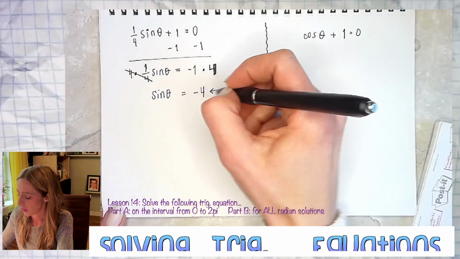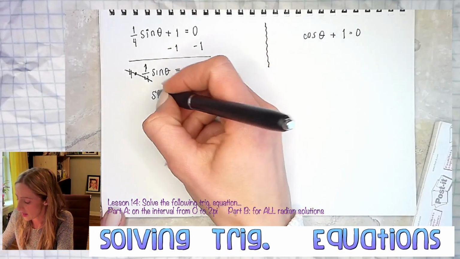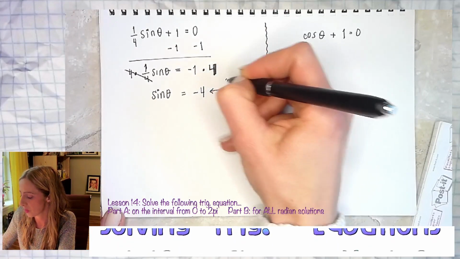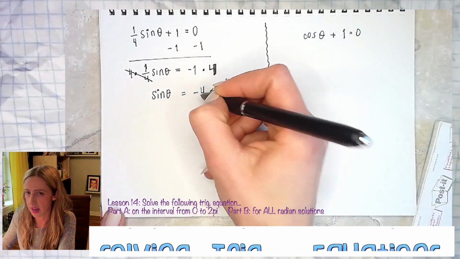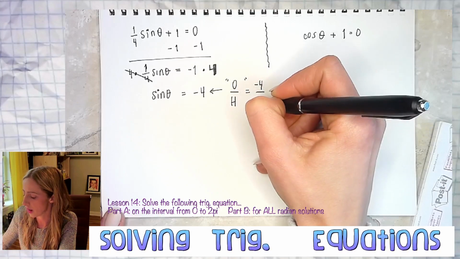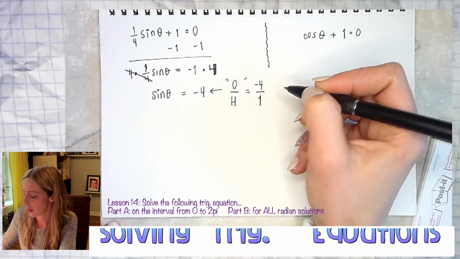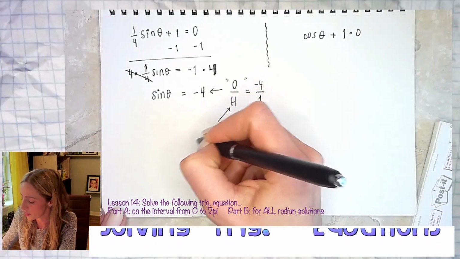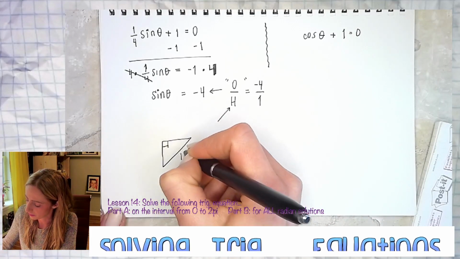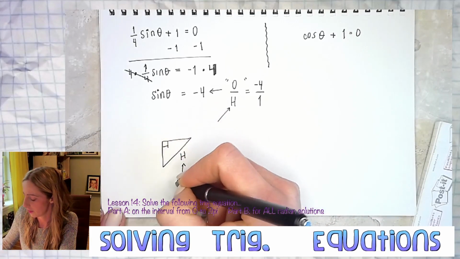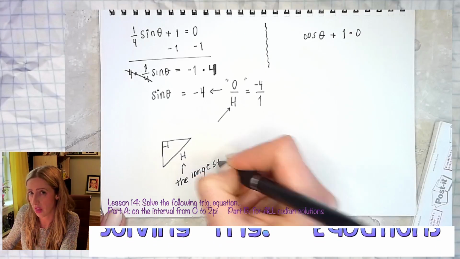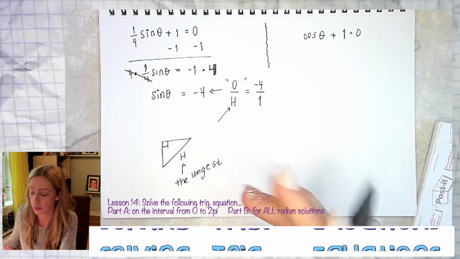However, think way back. The thing that sine of theta is equal to is actually a representation of a ratio, opposite over hypotenuse. So if I have -4, that would really mean -4 to 1 is my ratio of opposite over hypotenuse. But what do we know about a hypotenuse in a triangle? The hypotenuse is always the longest side. Your opposite and your adjacent, because this is right triangle trigonometry that SOHCAHTOA and sine, cosine, tangent all stem from.